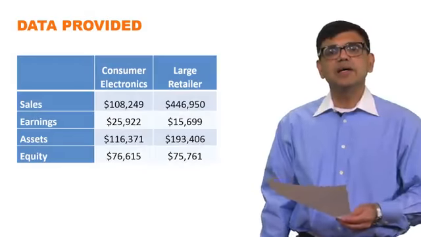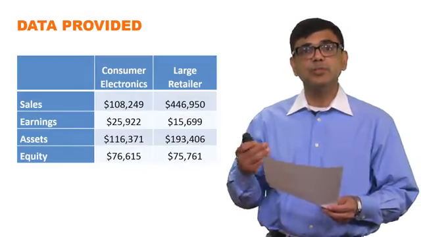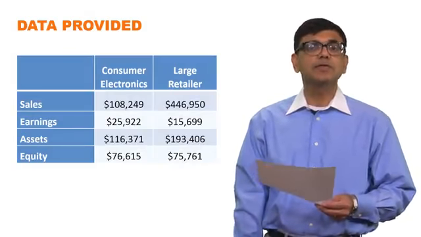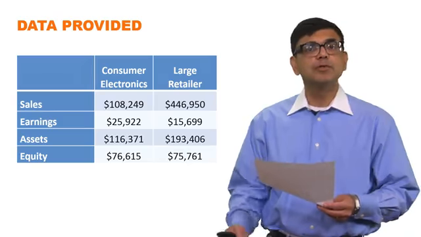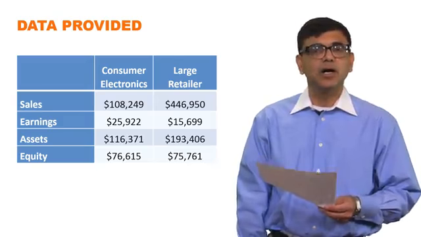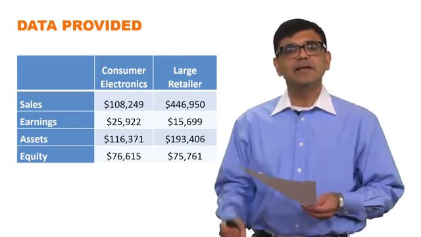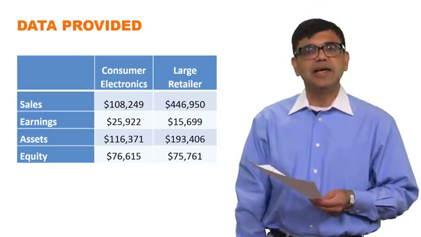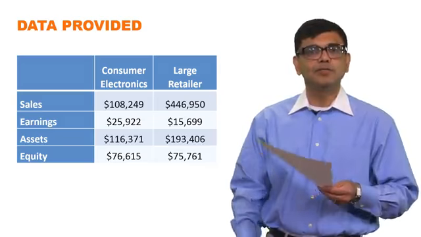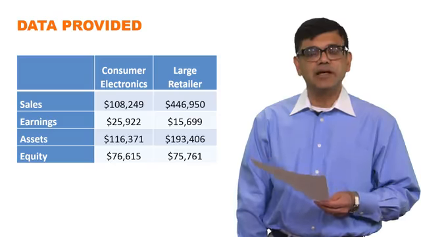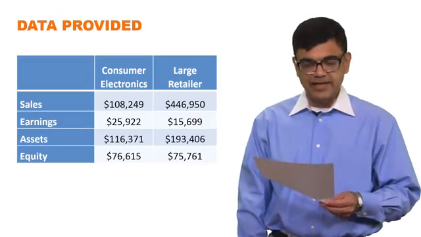In this assignment, you were asked to do a partial DuPont analysis, compute a few of the ratios that are part of the DuPont analysis for two fictitious companies, consumer electronics and large retailer. Although I can tell you now that these figures were taken from the actual balance sheet and income statement of two real companies, and we'll see what those companies are by the time we get to the end of this exercise.